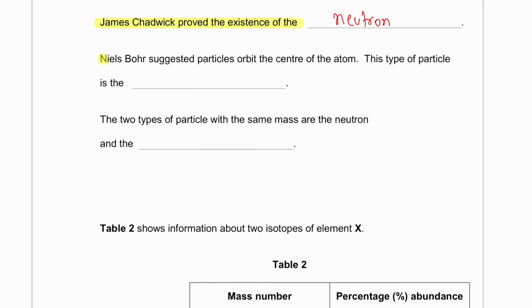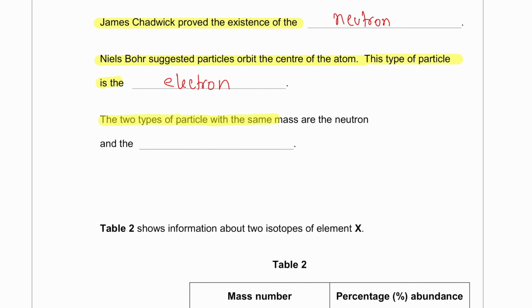Niels Bohr suggested particles orbit the center of the atom. This type of particle is the electron. We know that electrons orbit the center of the atom, just like the way the planets would orbit the sun. The electrons orbit the nucleus.